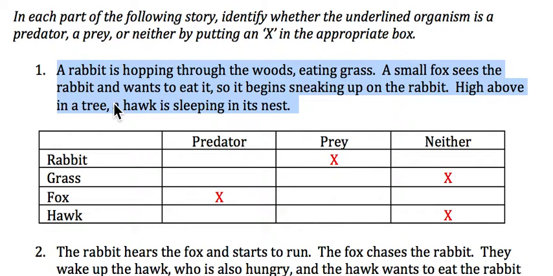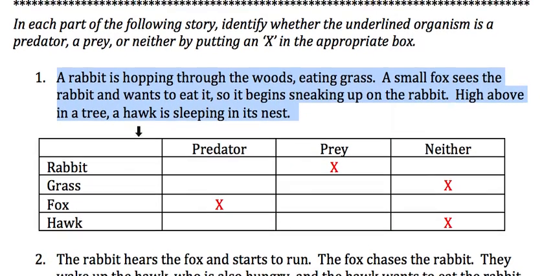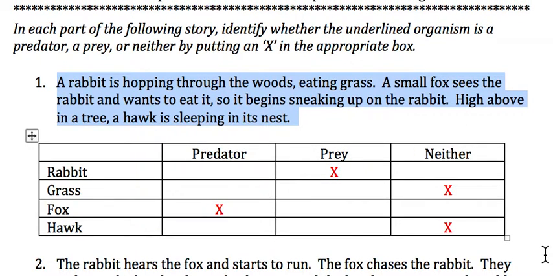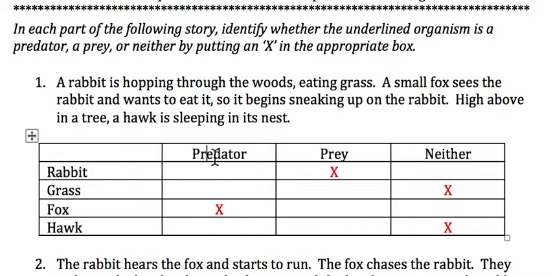Again, the key idea that I'm focusing on here is that I want my students to be thinking about the context and not just that a rabbit is always a prey or a fox is always a predator. I want them to identify different organisms and classify them based on what's happening as a predator, prey, or neither. Now, in this first example, because the hawk isn't doing anything, it's neither a predator nor a prey. A fox is the predator, rabbit is the prey, grass is neither.